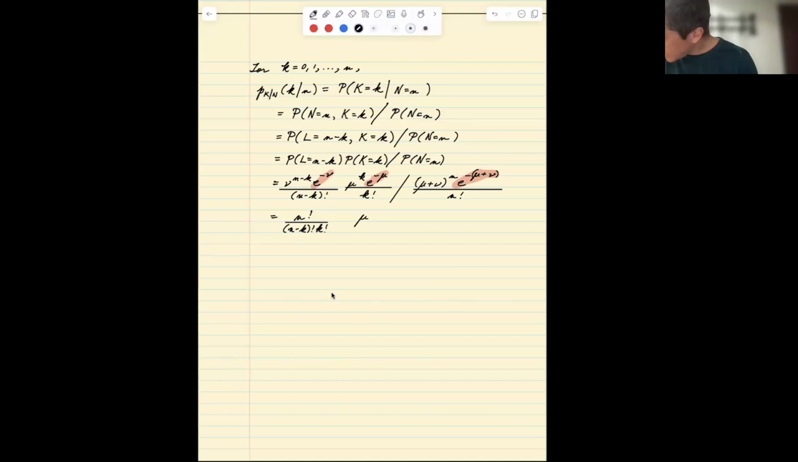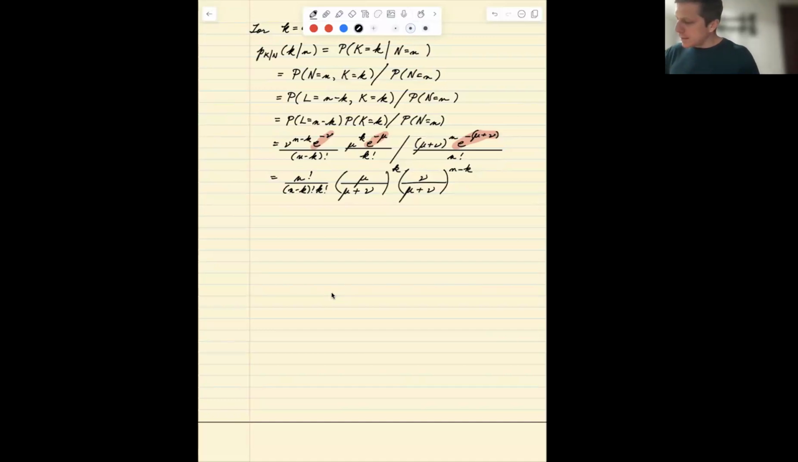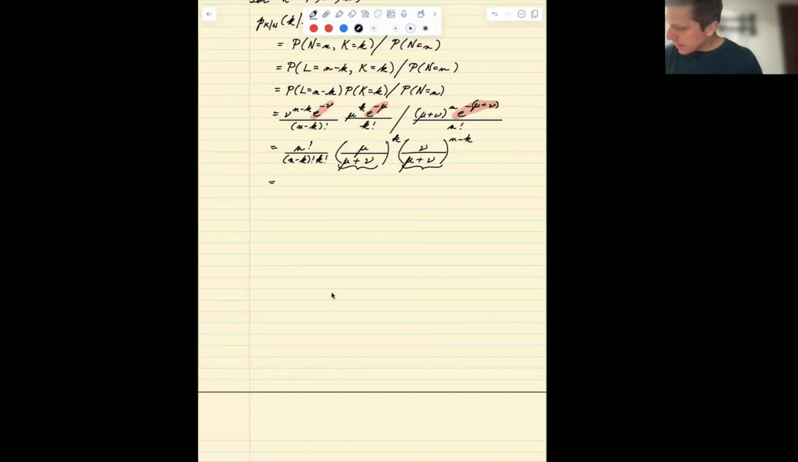And so what we're left with is nu to the n minus k. Now let's do mu first: mu to the k, and we can take the k power of the mu plus nu in the bottom and put it here. And then the rest, n minus k, is left over, and we have that here. Because mu and nu are both positive, these ratios are between 0 and 1 and they add up to 1. And so this is actually the mass function, conditional on the value of N being n, of a binomial with n trials and success probability mu over mu plus nu.